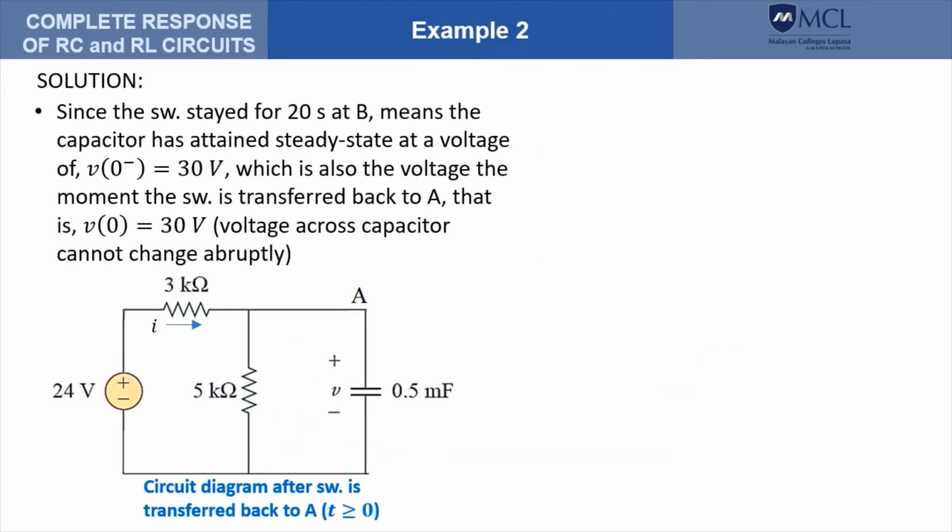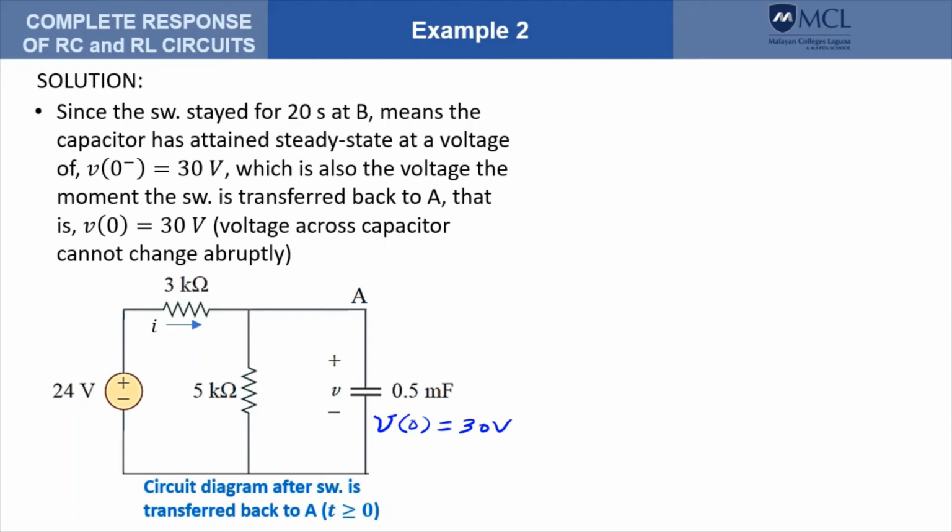Take note that the circuit is in steady state before the switch is transferred back to B, because the problem stated that the switch is transferred 20 seconds after it moves to B. So that is enough time for the circuit to attain a steady state prior to the transfer of the switch back to A. So that means that the initial voltage of the capacitor when transferred to A must be equal to 30 volts.